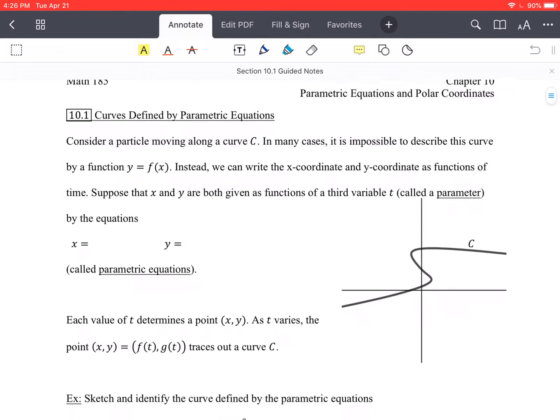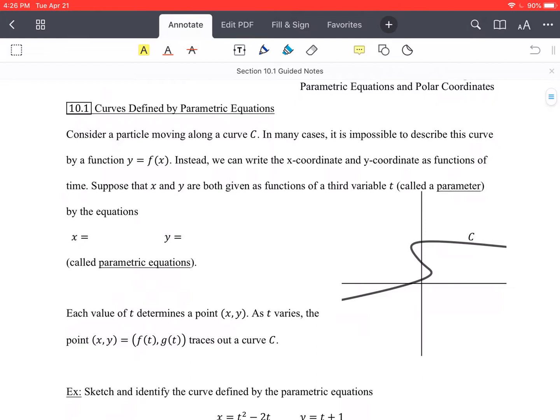So consider a particle moving along a curve C. We have a lot of functions at our disposal here, but they are limited. We only have functions of x, functions of y, but sometimes it's impossible to describe certain types of curves using functions of x like we're used to using, because they don't pass the vertical line test, things like that. So instead of using just a traditional function of x or function of y, we can write x coordinates and y coordinates as functions of time.